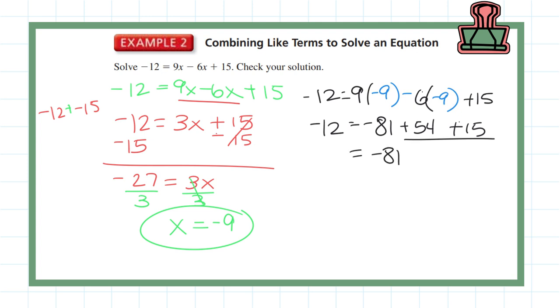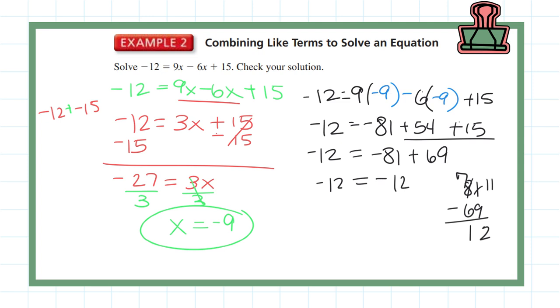54 plus 15 will give us 69. Bring down the negative 81. Our aim is negative 12. So I have negative 81 plus 69. I know that the 81 is bigger, so my answer is going to be negative. So 81 minus 69. Borrow. 11 minus 9 gives us 2. Then 7 minus 6 gives us 1. So we get negative 12. Our answer is correct.